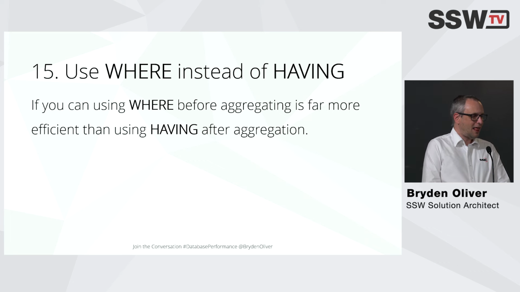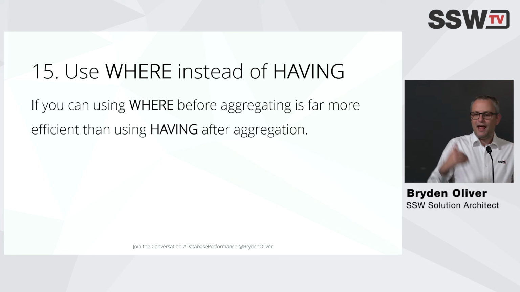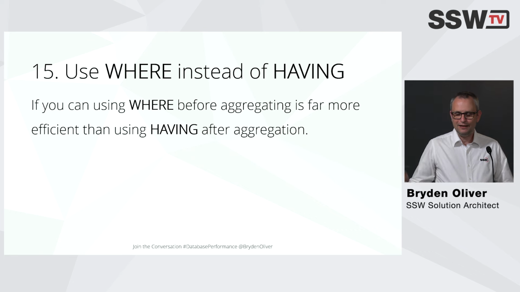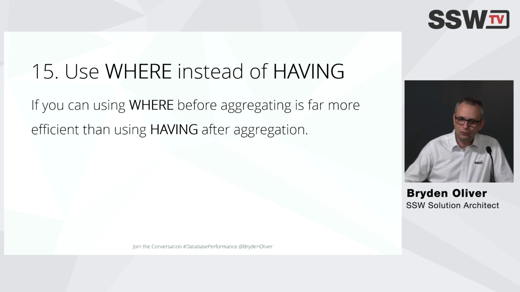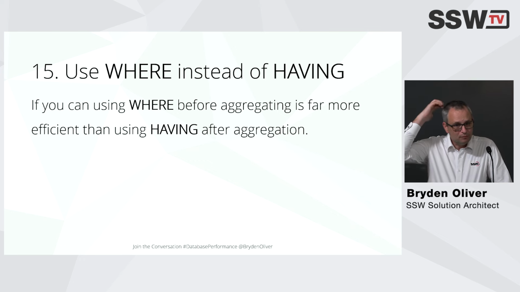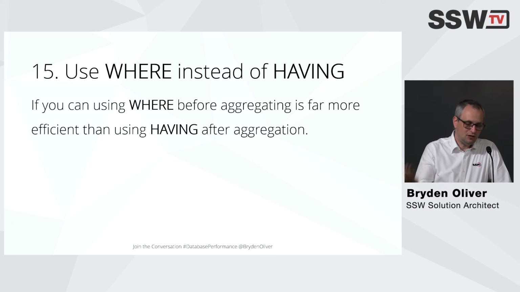Okay. And our final one of the techniques is use where when you can instead of having. And this is about knowing what where and having do. They do almost the same thing. Where is before you grab the data. Having is once you've got the result set prepared, then you go and filter what's come back, and filter it at that end. So where is filtering the data as it comes out of the raw data store, so you can use an index. Having, you can't.